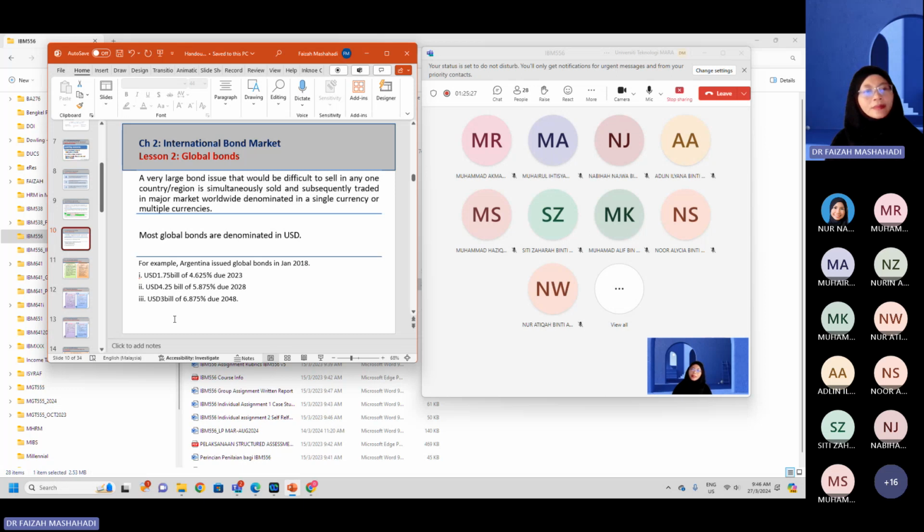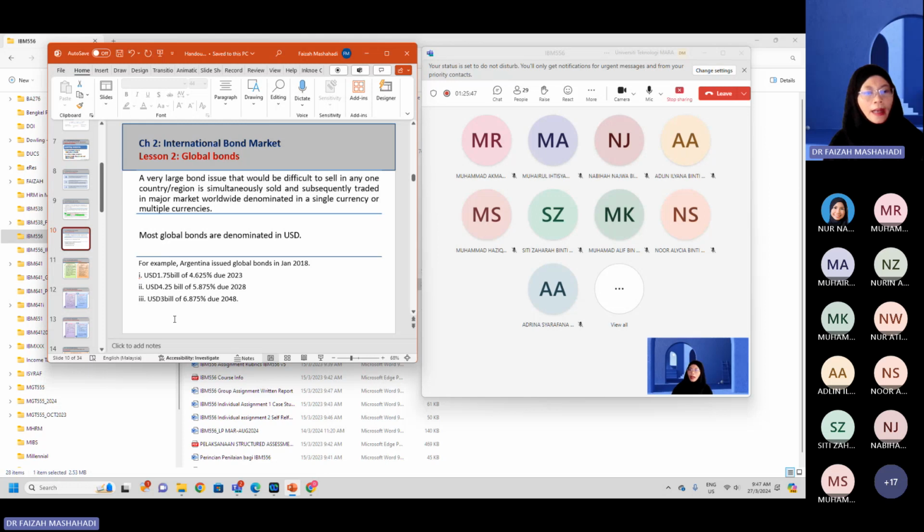Go back to this example. 1.75 billion US dollars. Remember, the characteristics of a bond, we have three: the principal, the interest, as well as the maturity. So 1.75 billion, the interest or coupon rate is 4.625% and due in 2023. Done. This one is already finished.